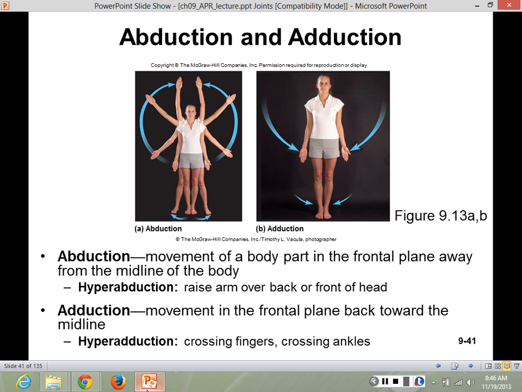Let me take these glasses off so I can see. Palpate where your radius is. Is it on the thumb side or the pinky side? What's on the pinky side? Okay. Some people are over here. This is not your radius. This is your what? Your ulnar.